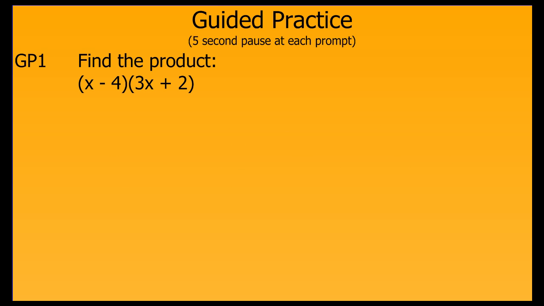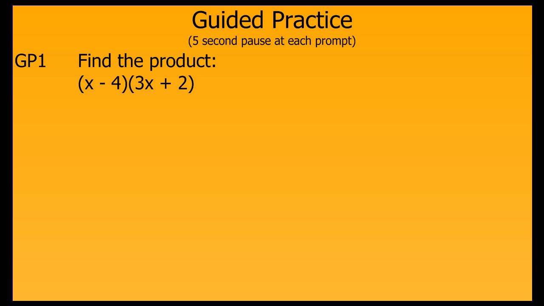Now for our guided practice section. We're going to work through some problems together. You do not need to write down these problems, just step through them with me. At each step, I'm going to prompt you with the question you should be asking yourself. Then I'll pause for about 5 seconds for you to think about it and answer it for yourself. Then I'll show you. So, for this problem, first question is, what are we trying to do here?